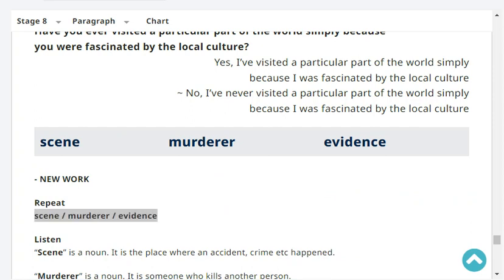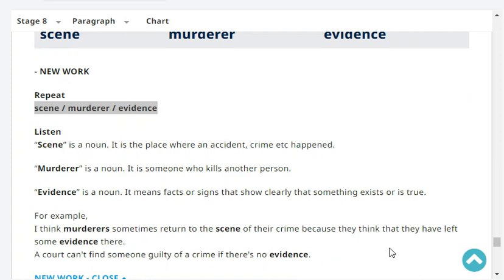Next, repeat scene, murderer, evidence. That's very good. Listen. The word scene is a noun. It is the place where an accident, a crime, etc. happened. Murderer is a noun. It is someone who kills another person.